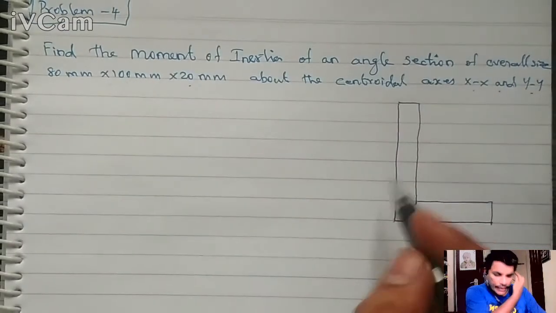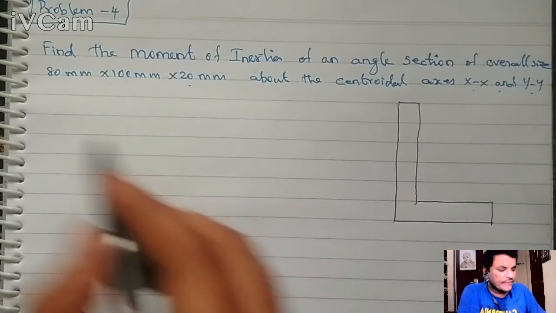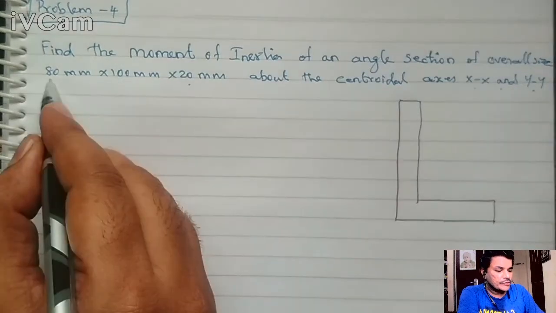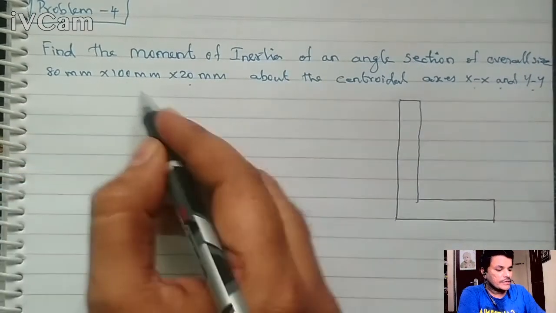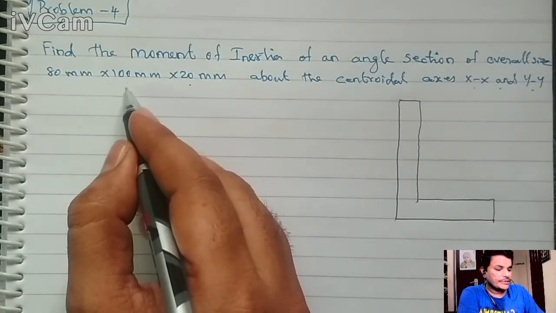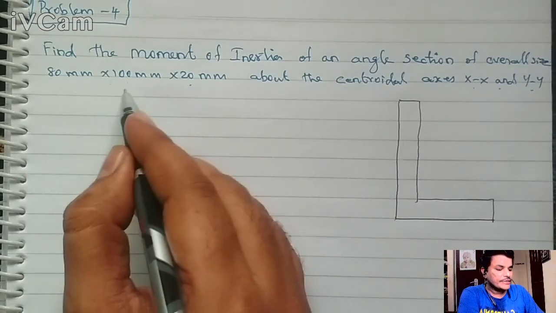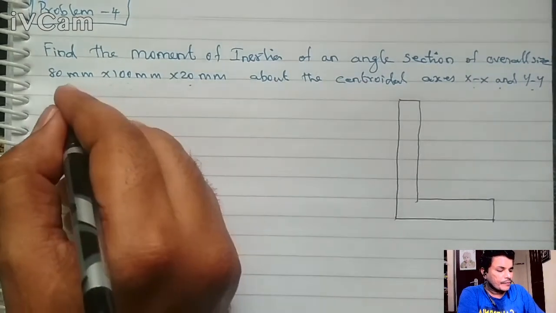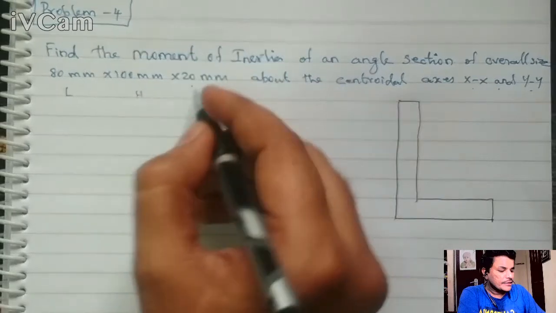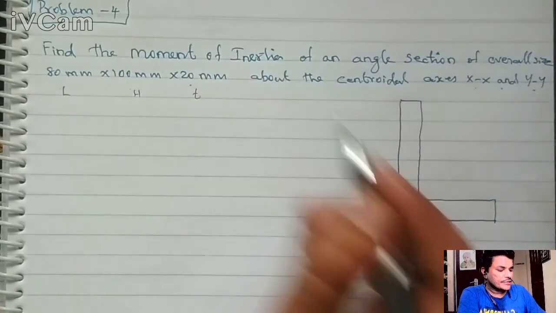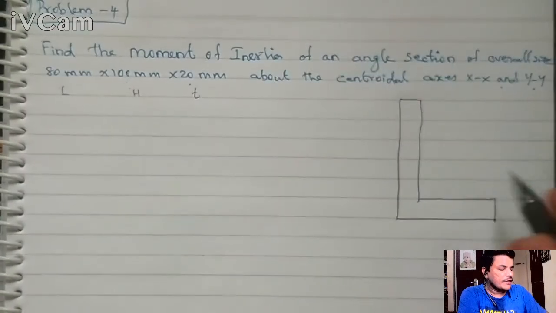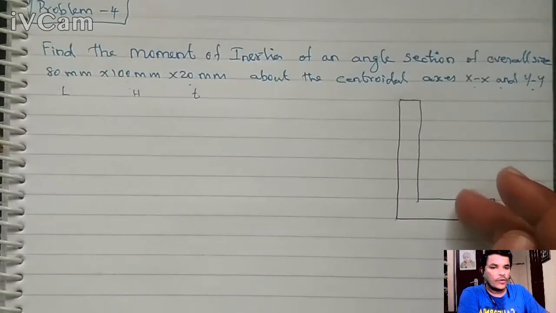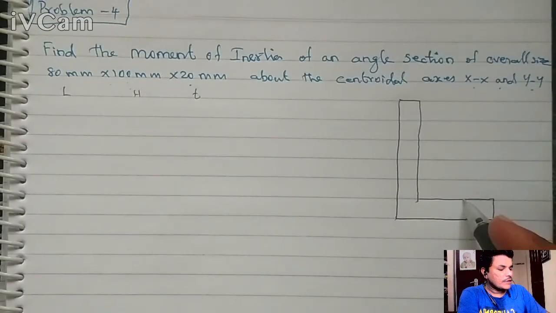So how can I dimension it? Basically the first dimension refers to the x direction, that is horizontal, and the second one is the height. First one is the length and second one is the height, and the third one is the thickness of the section. Basically an angle section has two legs, this is leg 1 and this is leg 2.